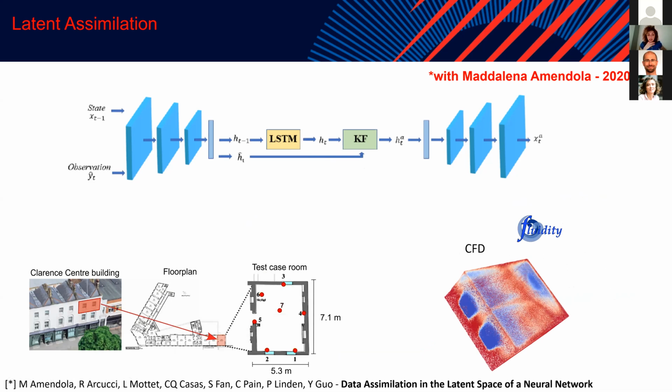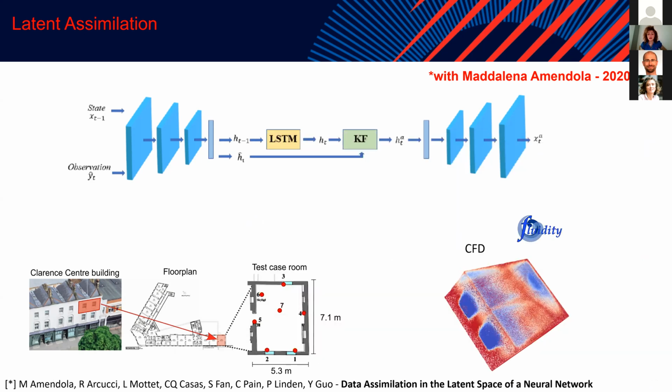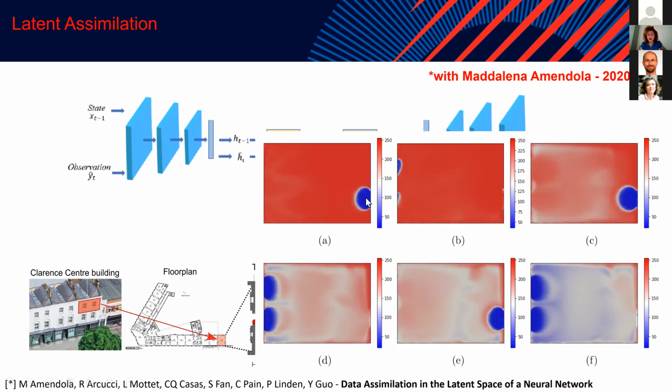So let's see an application of this, and how it works. This is an application, still, as I said at the beginning, of air pollution. This is for an indoor placement. This is the test case, a room in a building in south London. It's a real building. There is a window here and two windows here. When you open this window, you see that the fresh air starts to come in, and after a few time steps, you can see how the air in the room can change completely.